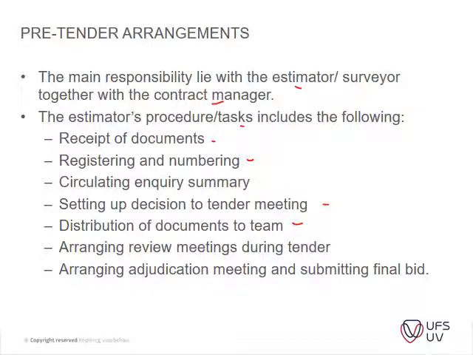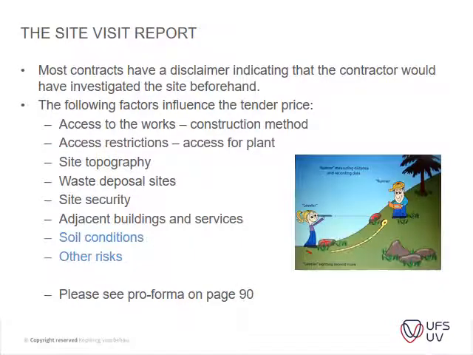Maybe there's an electrical side, so the company might have an electrical division that will be able to price the electrical side much better than he would. Then arranging review meetings during the tender and just checking how's it going, are we still going to meet the deadline, and so on. Then arranging the adjudication meeting and submitting the final bid. So yes, standard items that we've already discussed.